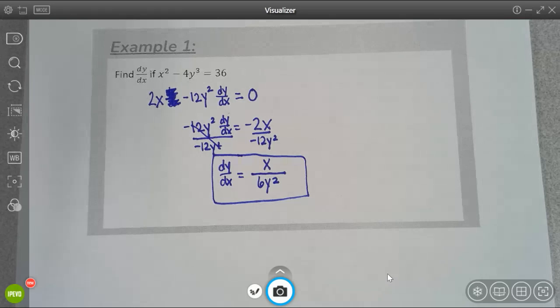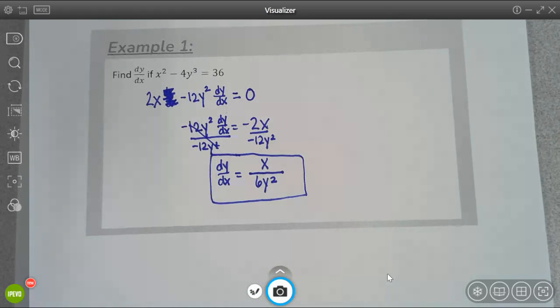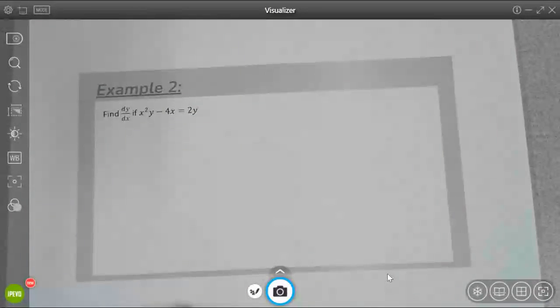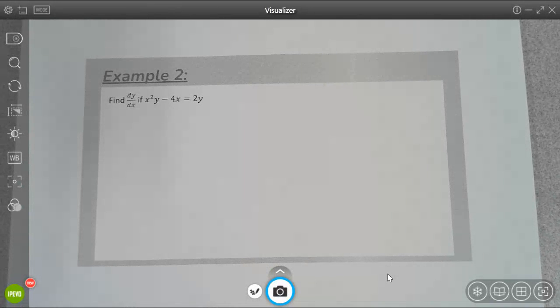So this was a pretty basic example because all we had was a couple power rules and a pseudo chain rule guy hidden in here. Let's look at a second example where the problem is a little bit more complex, but our ultimate goal is still going to be the same. So in this case now, I have x squared y minus 4x equals 2y. So again, it's obviously not written in terms of y equals f of x. So I'm going to use my implicit differentiation to find the derivative.